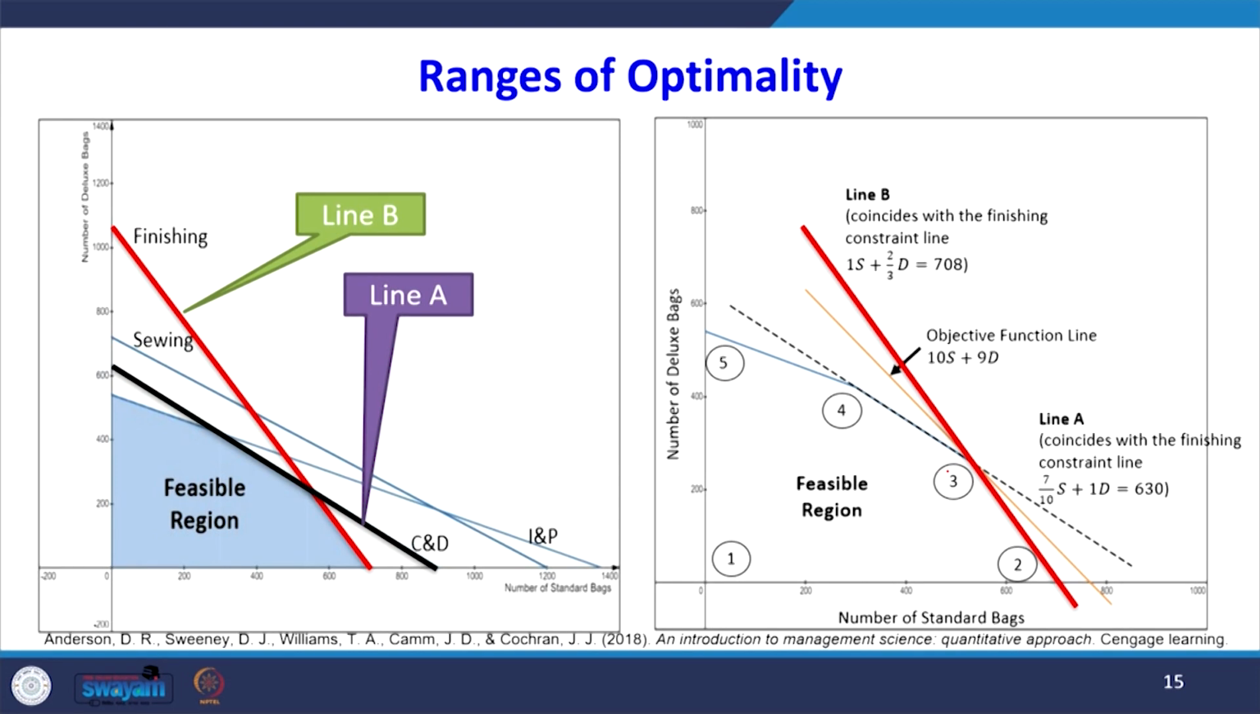I am writing what line A and line B are. The cutting and dyeing department constraint line, I am calling line A. The finishing department's corresponding constraint, I am calling line B.